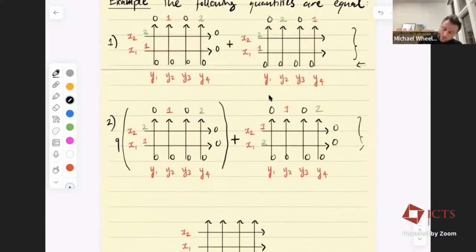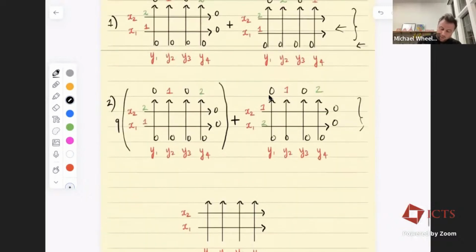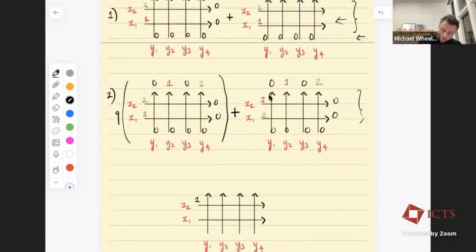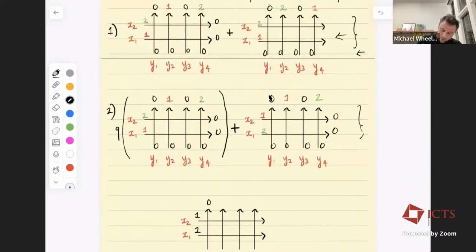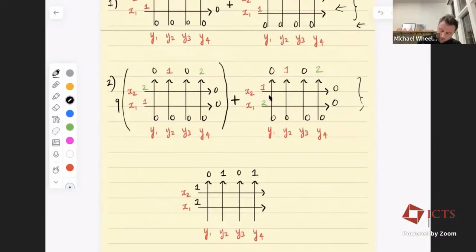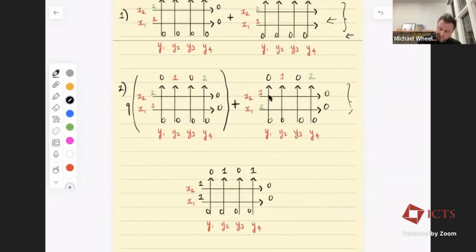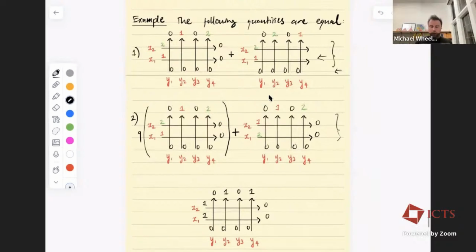So basically this object number 1 is equal to this now, where I have just a 1 here and a 1 here, and a 0 here, a 1 here, a 0, and a 1. I'll copy this, maybe zoom out a little bit so that it's clear. So maybe this can be quantity number 3. Okay, so the claim is that quantity number 1 is equal to quantity number 3.